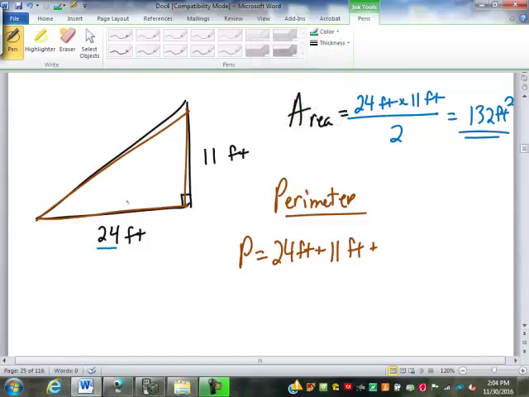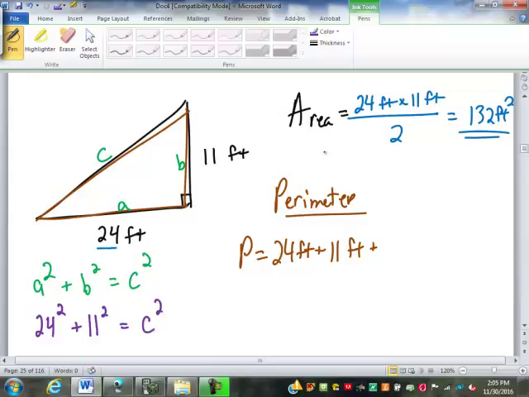Yes, because our legs are sides A and B. The missing side there is our hypotenuse, so we'll call that side C. A squared plus B squared equals C squared. So we have 24 goes in for A, 11 is going to go in for B, and we're going to find C.